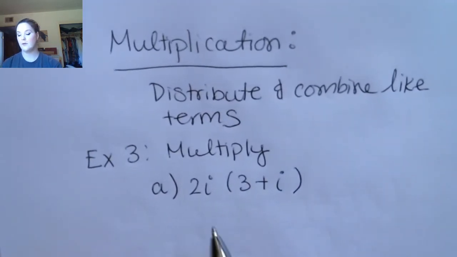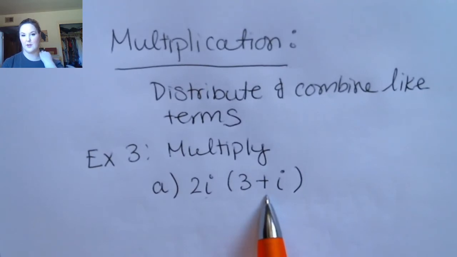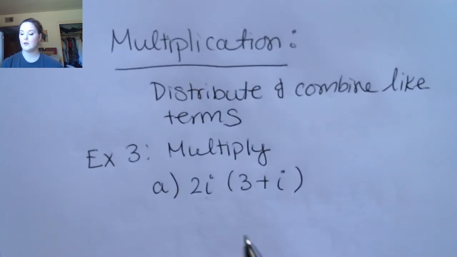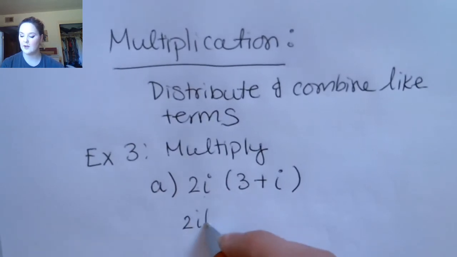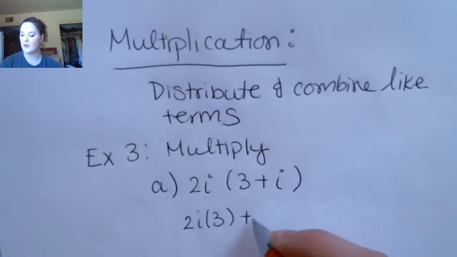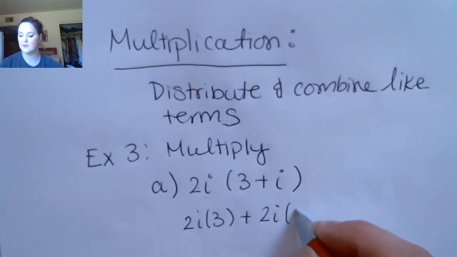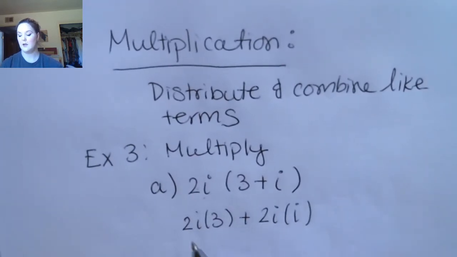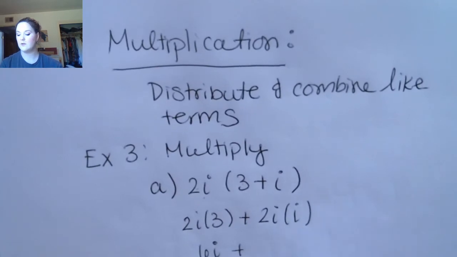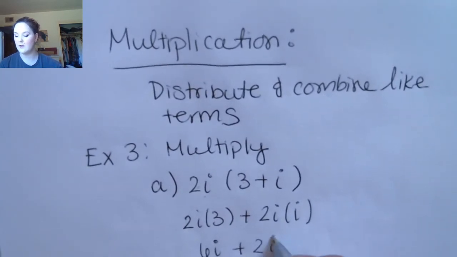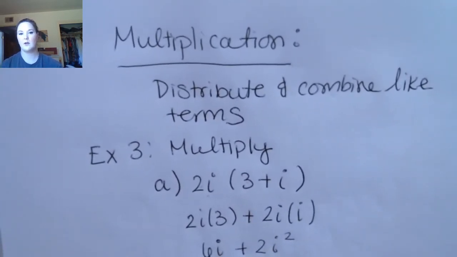Okay, so here we have an imaginary number times a complex number. We're going to distribute this 2i. So we have 2i times 3 plus 2i times i. 2i times 3 is 6i, and then 2i times i is 2i squared.